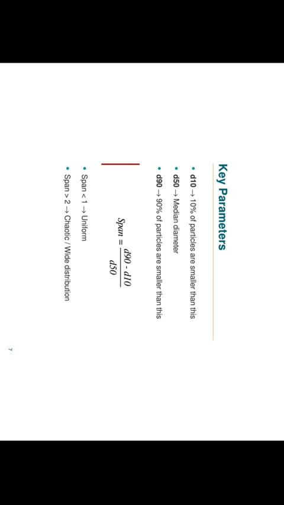Now look at this formula. Span equals (D90 minus D10) divided by D50. Span does not tell you size, it tells you how wide the distribution is. Low span means particles are disciplined, high span means chaos. D50 tells you where the particle sits. Span tells you how dangerous it is.